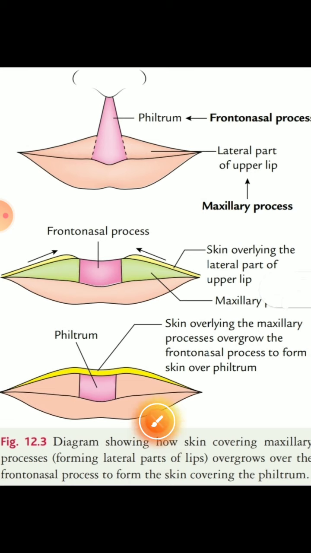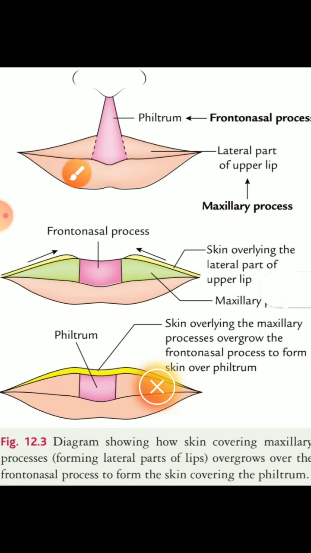So we'll just go through the development of the lips, the upper lip and the lower lip. The upper lip in the center, above that you have the philtrum, which I had already told you develops from the frontonasal process. The lateral part of the upper lip is derived from the maxillary process. So this is how the different parts of the lip develop.